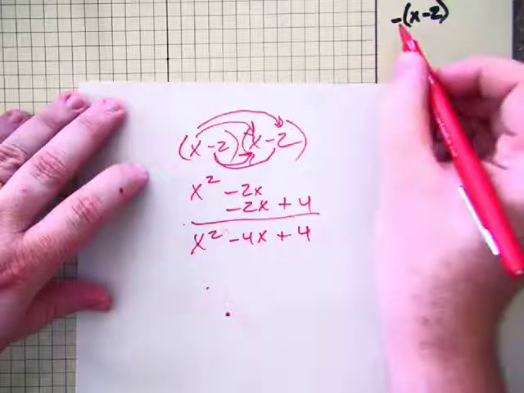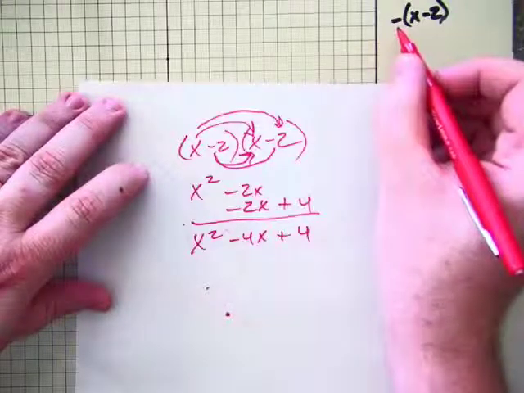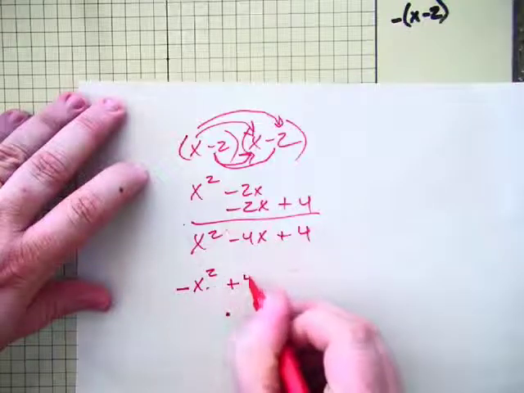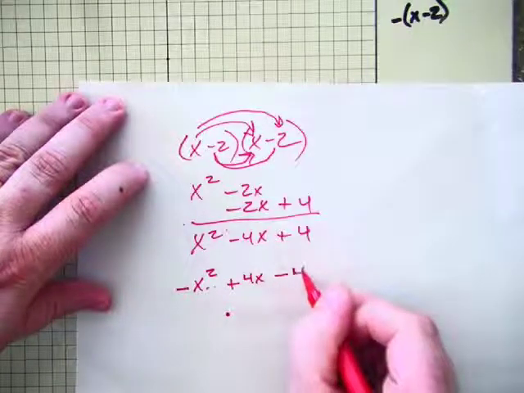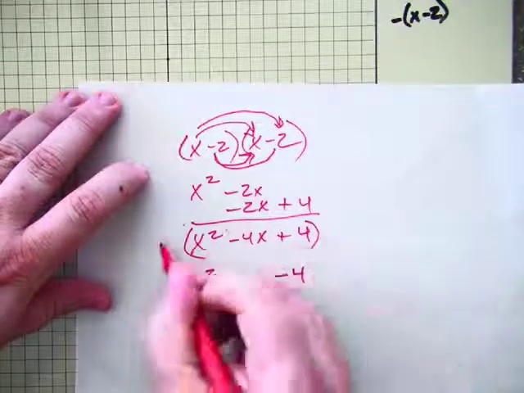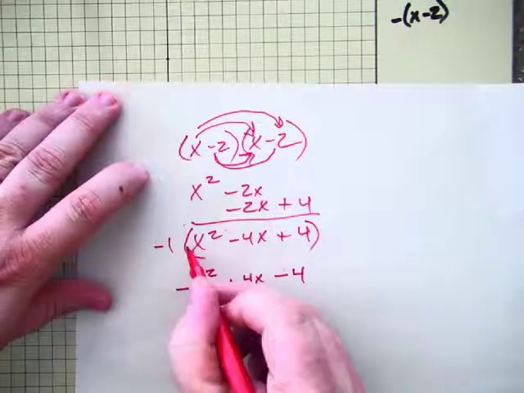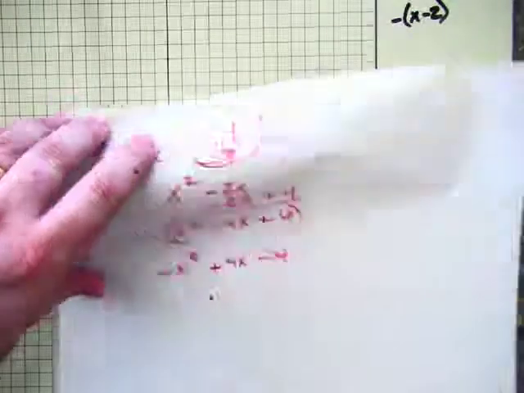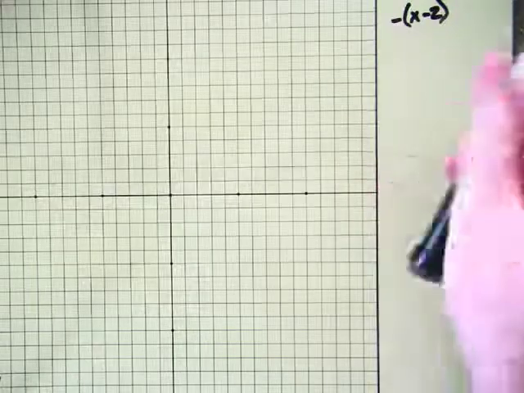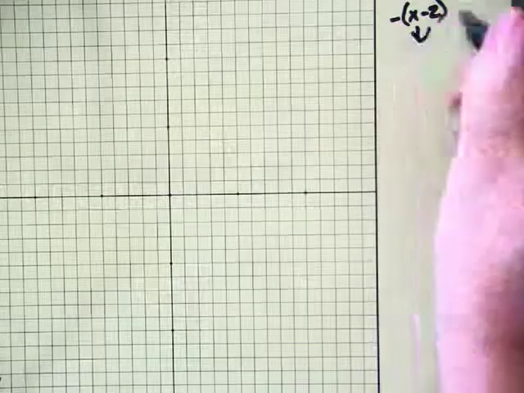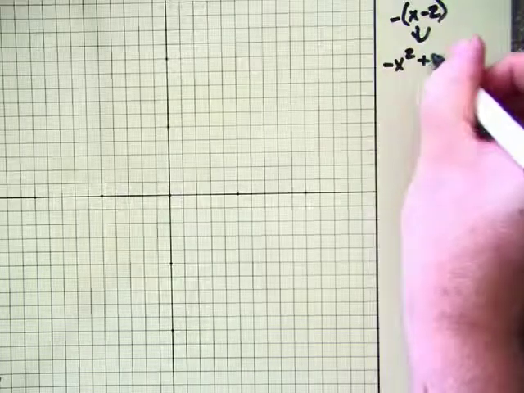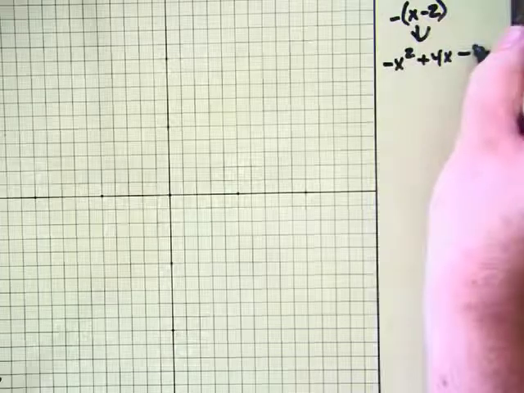But now let's not forget we have that negative that we've got to put on all of it. So we've got negative x squared plus 4x minus 4. Remember, we're timesing that whole thing by -1, so we change the sign of each one of them. So our new equation that we're trying to graph turns into negative x squared plus 4x minus 4.